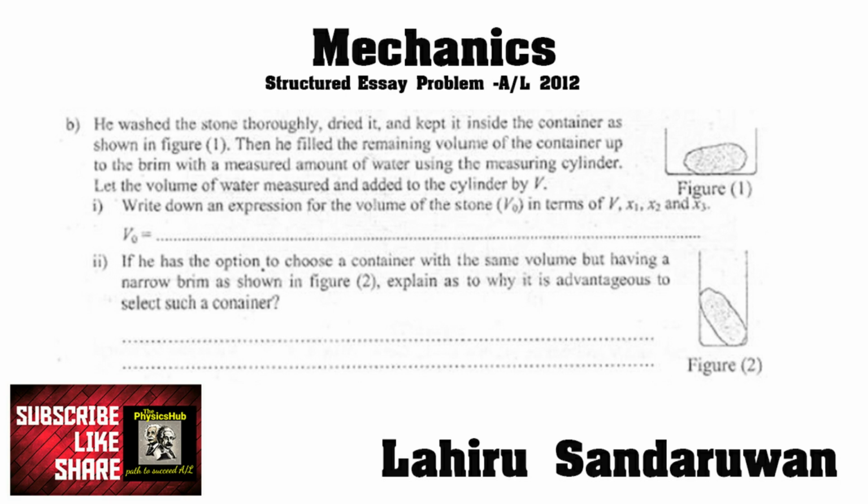In part B, he washed the stone thoroughly, dried it and kept it inside the container as shown in figure 1. Then he filled the remaining volume of the container up to the brim with a measured amount of water using the measuring cylinder. Let the volume of water measured and added from the cylinder be V. Write down an expression for the volume of stone V0 in terms of V, x1, x2 and x3.